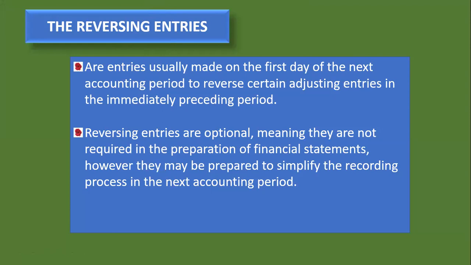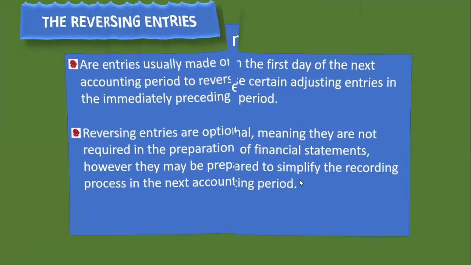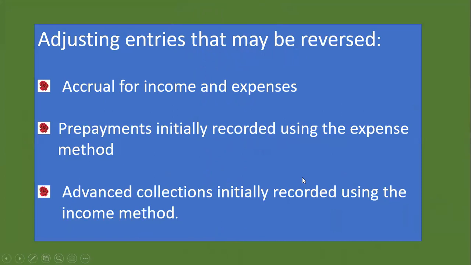Okay, so the last thing we need to prepare are the reversing entries. What are reversing entries? These are entries usually made on the first day of the next accounting period to reverse certain adjusting entries in the immediately preceding period. Reversing entries are optional, meaning they are not required in the preparation of financial statements. However, they may be prepared to simplify the recording process in the next accounting period. Okay, so adjusting entries that may be reversed are accruals for income and expenses, prepayments initially recorded using the expense method, and advance collections initially recorded using the income method.